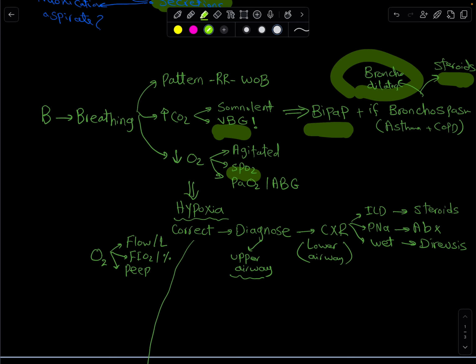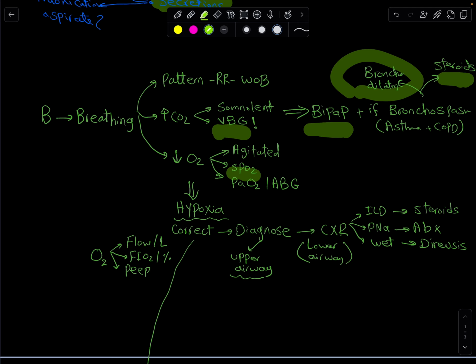If you are seeing a patient with SpO2 88 or 85 or even 80, don't think about chest X-ray, doing all the CT scan, CTA. No, this is not the time for this. Always try to correct the hypoxia, then you can diagnose. I'll talk a little bit about the correction, but just briefly for the diagnosis.